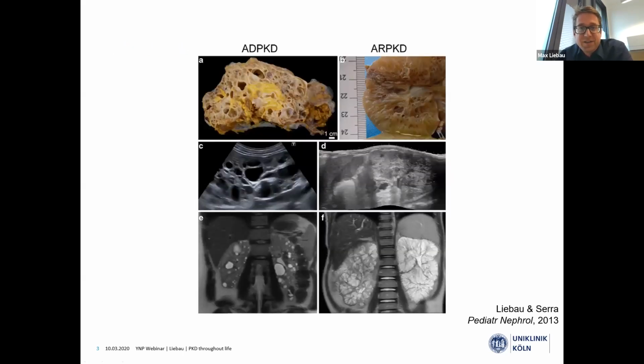As you all know, the two major forms of polycystic kidney disease are ARPKD, autosomal recessive polycystic kidney disease, and ADPKD, autosomal dominant polycystic kidney disease. ARPKD is characterized by ubiquitous microcysts that can be found throughout the kidney, and that result in enlargement of the kidneys, usually early in life. These are usually microcysts. Some macrocysts can be seen later on. Whereas ADPKD is characterized by macrocysts and fibrosis, as shown here on the left-hand side in the pathology sample, the ultrasound, or the MRI.